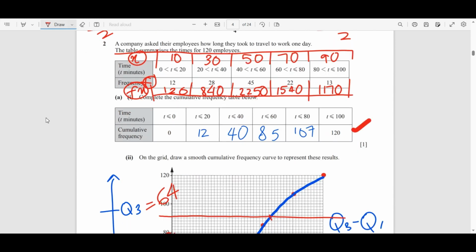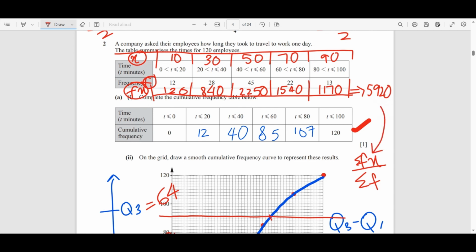Right, so the formula for the mean is summation fx divided by summation f. Now, summation fx actually means the total sum, the sum of the fx, right? So I'm going to add everything up. 120 plus 840 plus 2250 plus 1540 plus 1170. This gives me 5920. This is summation of fx, right?